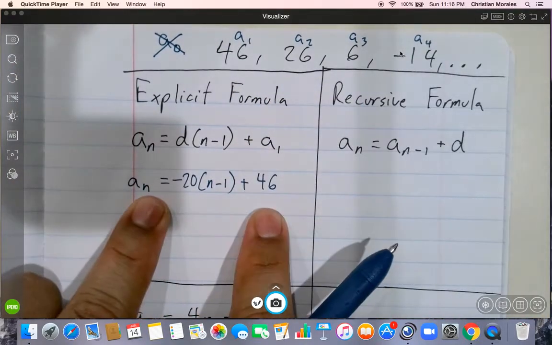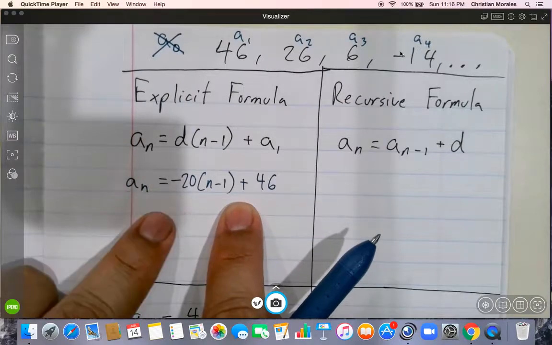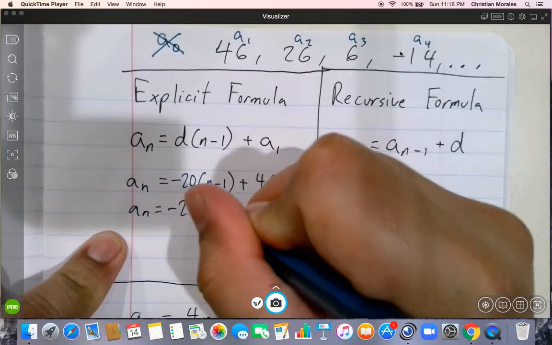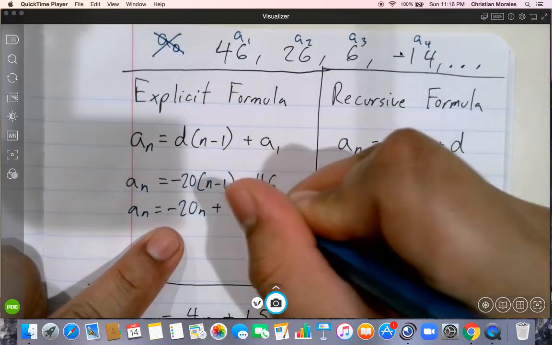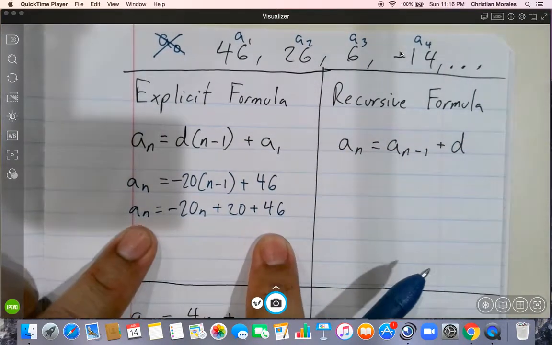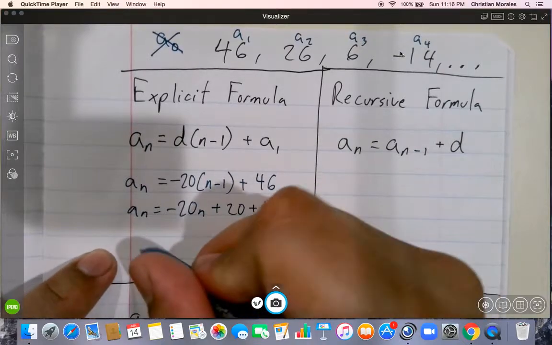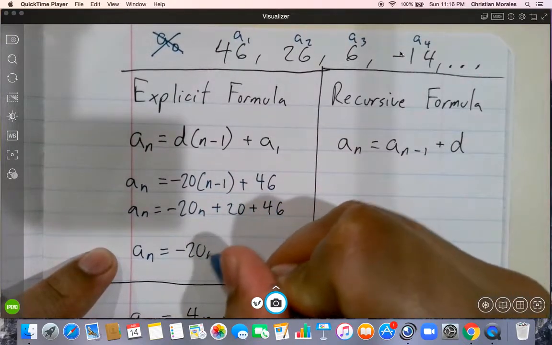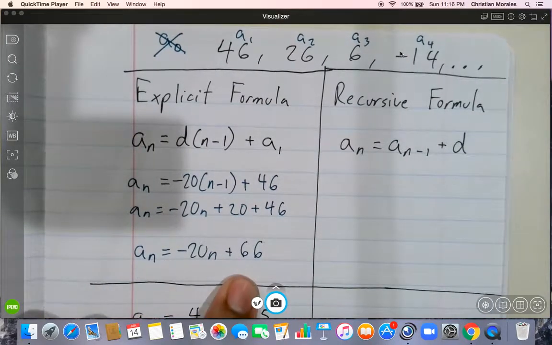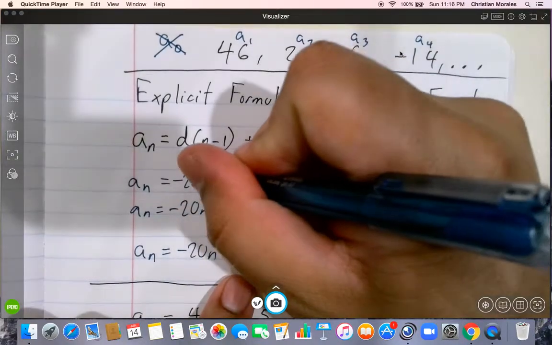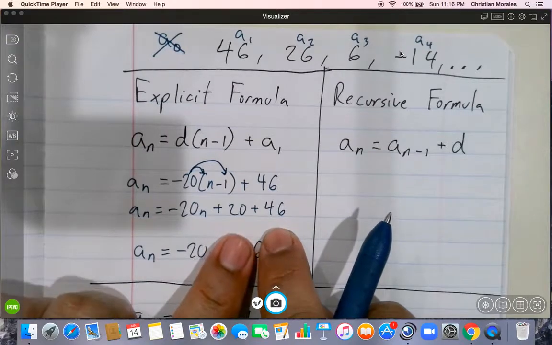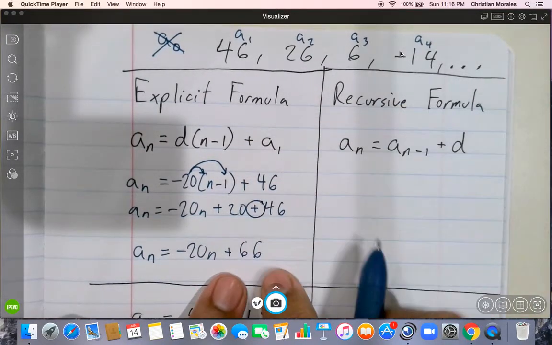And guys, that's the formula. Now, we don't leave it like this usually. What will generally happen is you'll distribute. So you'll have -20n plus 20 plus 46. Then if you rewrite that, you get a_n equals -20n plus 66. And that would be the way you write the formula. You distribute that number and you end up with this. These two are like terms, so you add these up and you get 66.